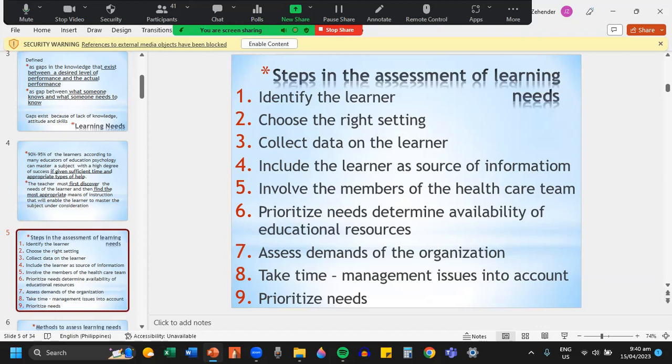Okay, so next, choose the right setting. It could be in the regular classroom, in a laboratory, or in a simulated clinical setup. For example, one of the rotations that you will be experiencing when you reach your second year is the delivery room nursing setup. Right before students are allowed to go on their clinical duties, we have the skills lab session.